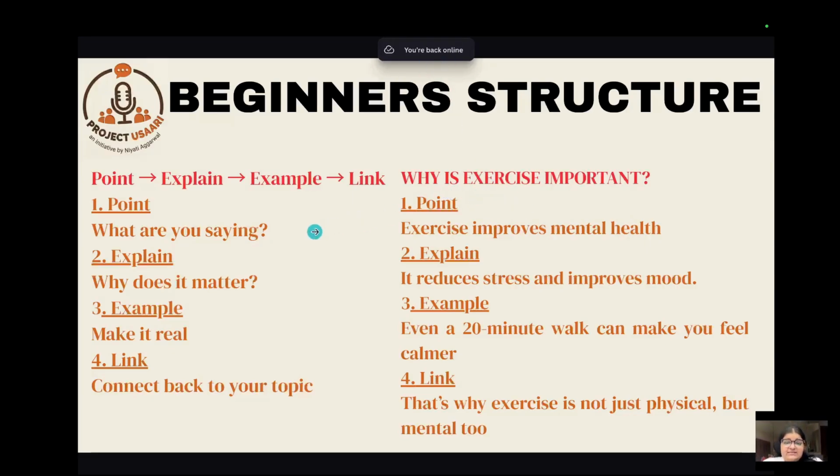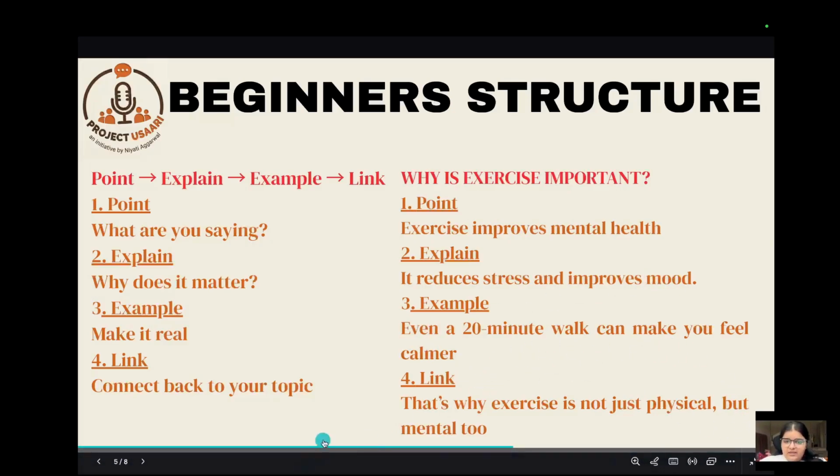Why is exercise important? Now here's my point: exercise improves mental health. I want to explain it. Then I'll say that exercise improves mental health because it reduces stress. It reduces stress and improves mood. And then I give an example: even a 20-minute walk can make you feel calmer. And then link it back to your point: that's why exercise is not just physical but mental too.